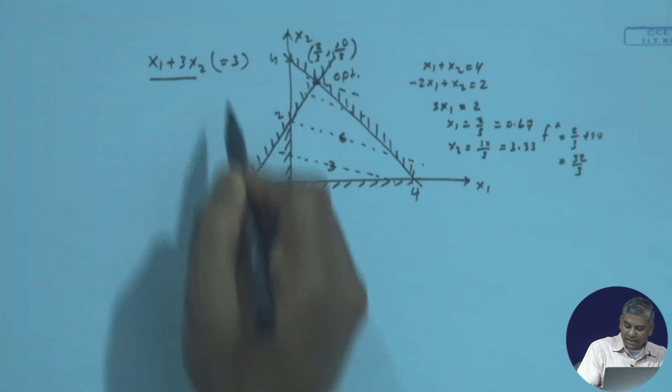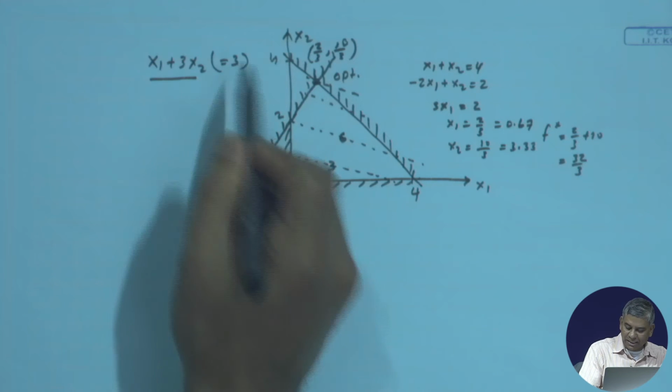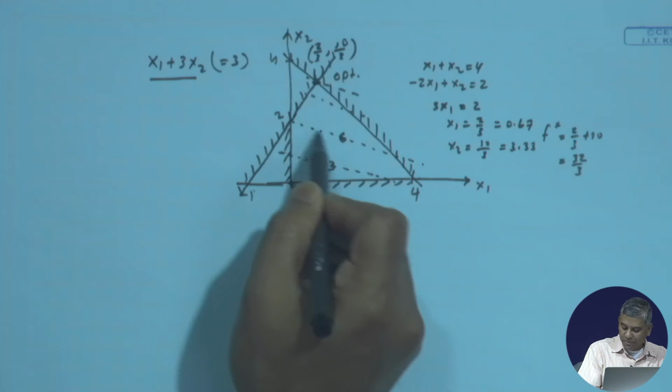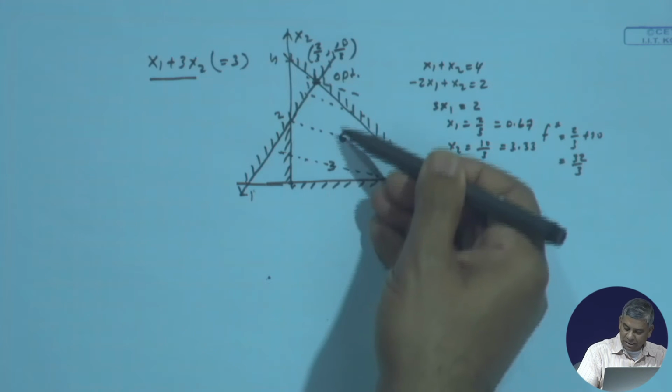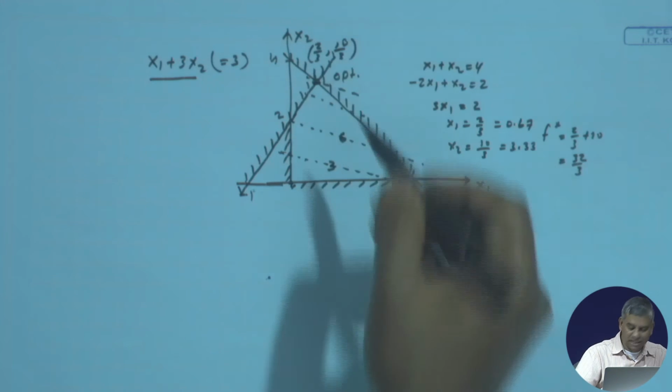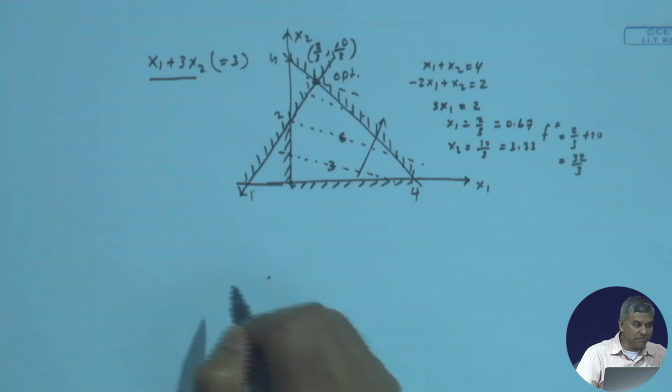Now if I increase it to 6, you can draw it again. If I do 6, it will be this line. Any point on that line will be 6. So now you notice that 3 to 6 to 12, this is how it's going to increase. So it's increasing in this direction.